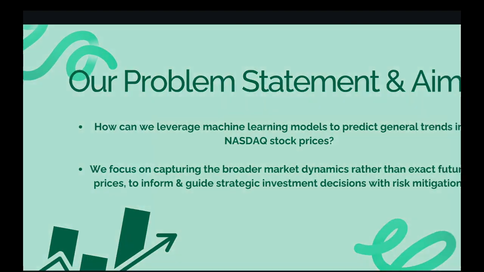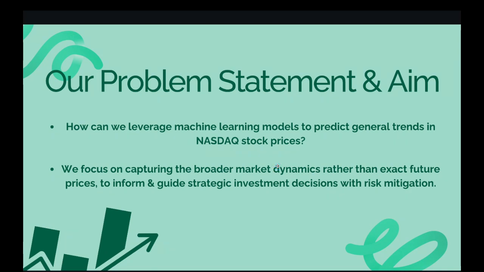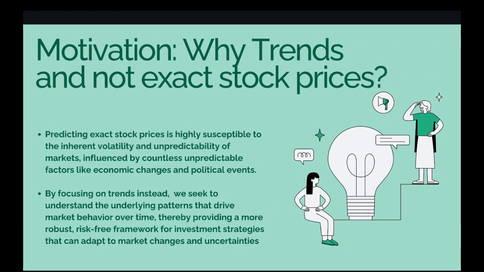Coming to the first part, what is our problem statement and aim? Our problem statement is how can we leverage machine learning models to predict general trends in Nasdaq stock prices. We focus on capturing the broader market dynamics rather than the exact future prices, to inform and guide strategic investment decisions with risk mitigation. Why trends and not exact stock prices?